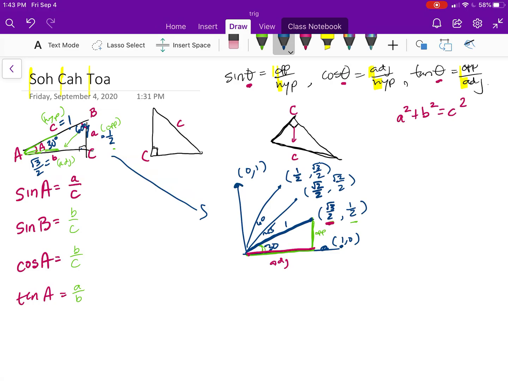Okay. So the sine of a 30-degree angle, whether we are looking at a triangle or the unit circle, it doesn't matter. We have the opposite 1/2 over the radius, the c, which is 1. Anything divided by 1 doesn't change, so sine of 30 is 1/2, which, notice on the unit circle, is the y value. Okay, on the unit circle.